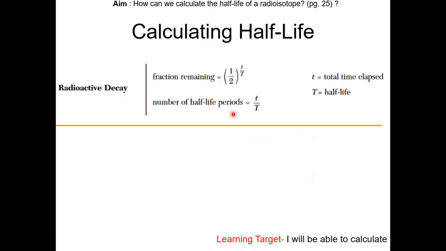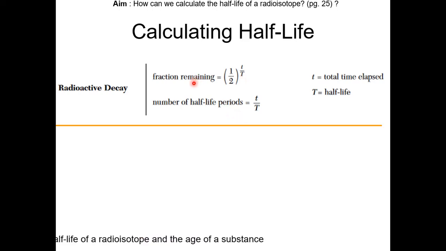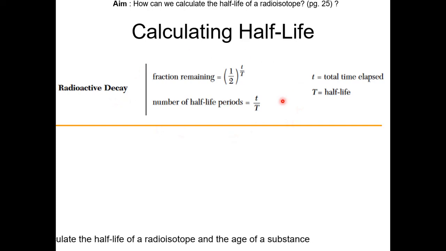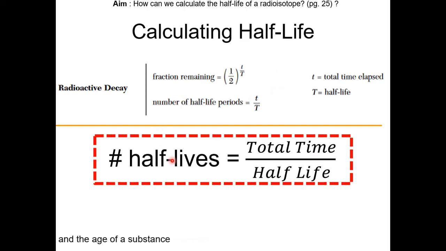In the second half of the lesson, we'll be doing calculations involving the half-life. Here are 2 equations related to half-life. The first one calculates the fraction remaining. The uppercase T is half-life, and the lowercase t is the total time elapsed. The second equation calculates the number of half-lives. Keep in mind, both of these equations are not on the reference table, so I'll show you another way of solving problems involving half-life. You should know that the number of half-lives is equal to the total time over the half-life.